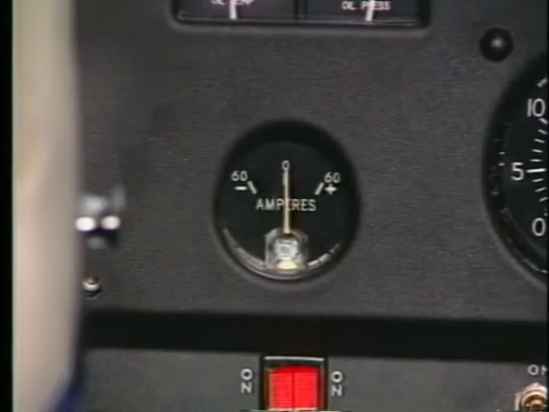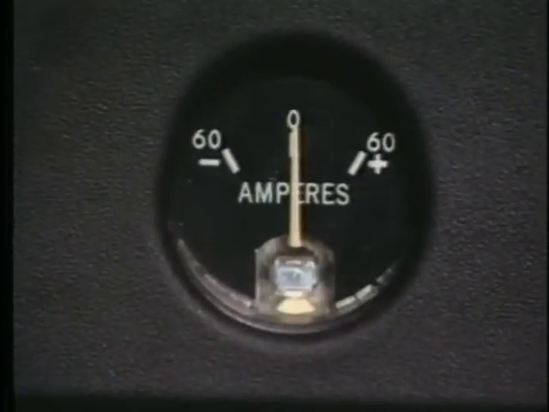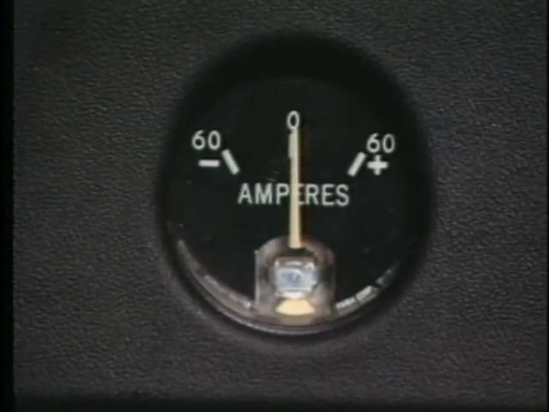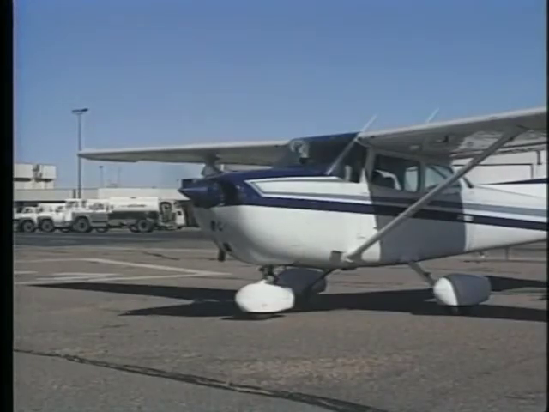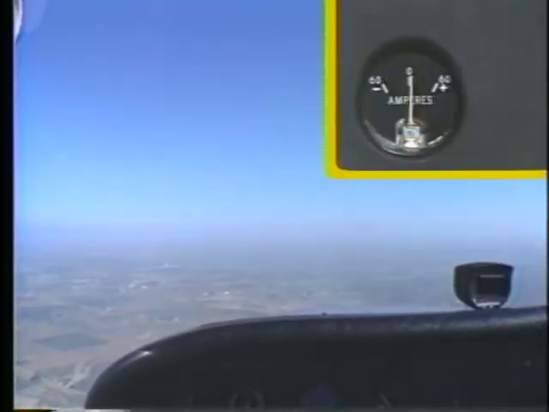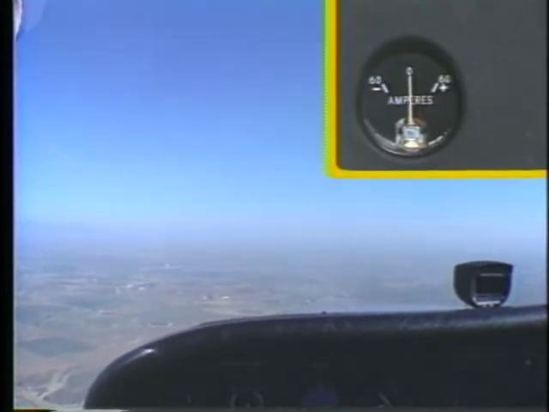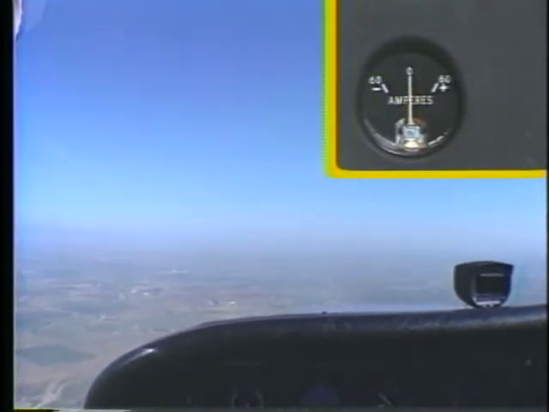An ammeter mounted on the instrument panel measures the amount of current flowing to or from the battery. It provides you with the means of monitoring the electrical system. After the engine starts, the needle will deflect to the plus side to show that the battery power lost during the start is being replaced. Once the battery is charged, the needle will stabilize near zero to show you that the alternator is now supplying the current to the electrical system.